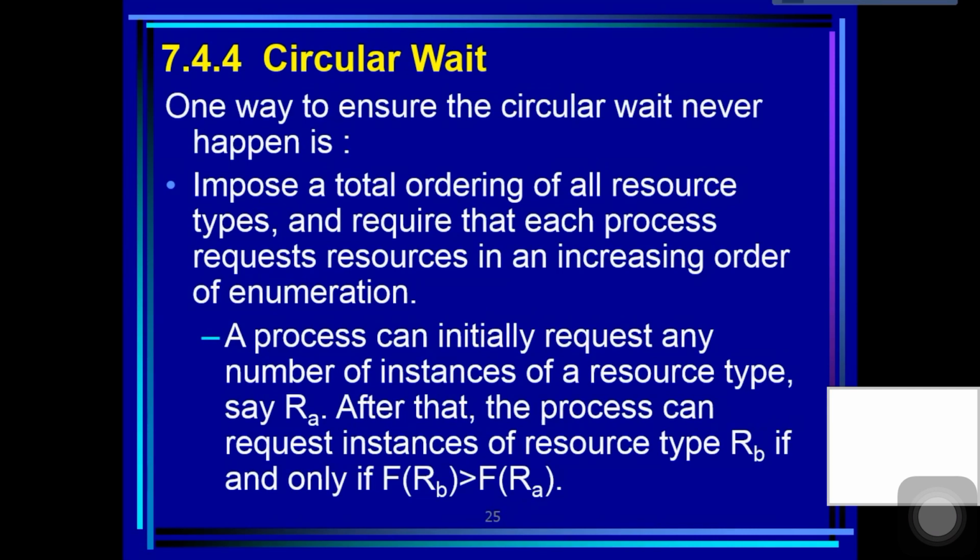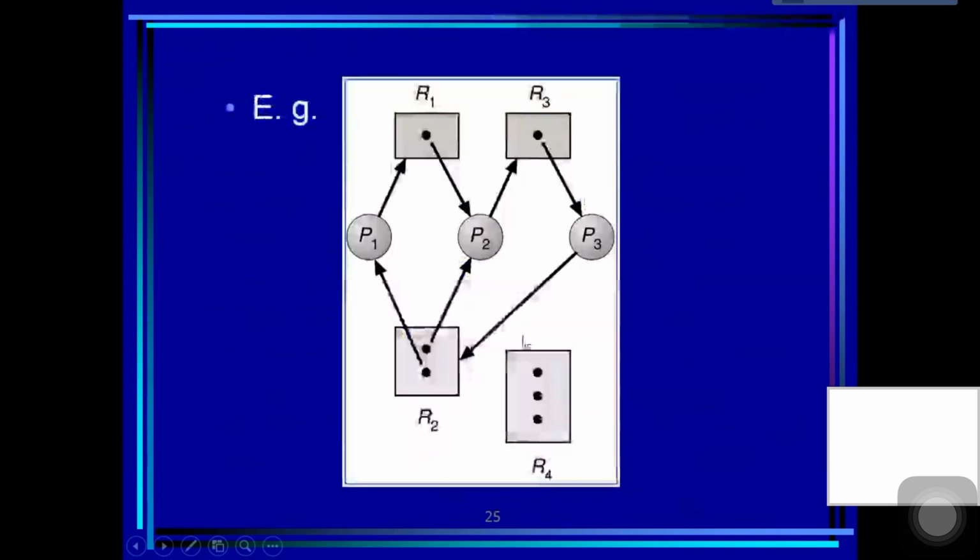So we can now consider the following protocol to prevent deadlocks. Each process can request resources only in an increasing order of enumeration. That is, a process can initially request any number of instances of a resource type, say Ri. After that, the process can request instances of resource type Rj if and only if F(Rj) > F(Ri). So here we have a resource order R1, R2, and R3.